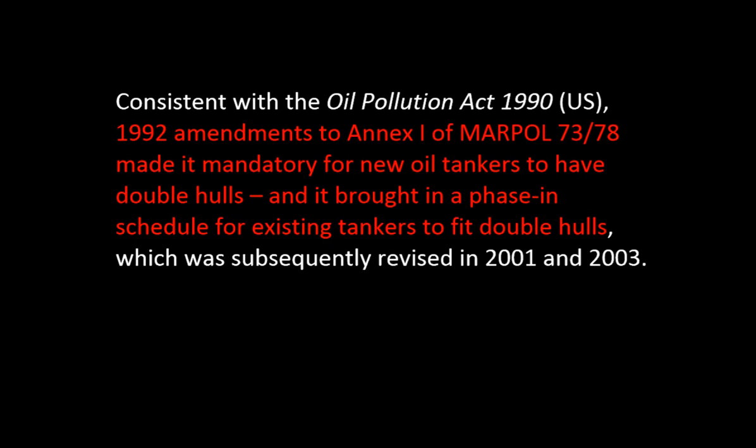Okay, so let's get the timeline here. The disaster occurs in 1989, and the US Congress acted virtually immediately. In 1990, they passed the Oil Pollution Act, which required essentially all tankers in US waters to have double hulls, to be phased in. But that then led to amendments to Annex 1 of MARPOL in 1992 to make it mandatory for new oil tankers to have double hulls, and brought in a phase-in schedule for existing tankers to fit double hulls. And so that's been revised over time.